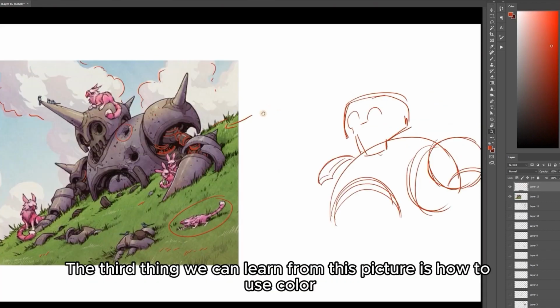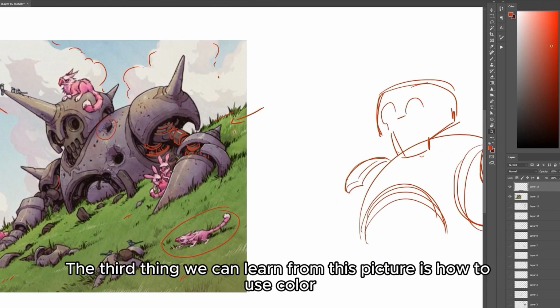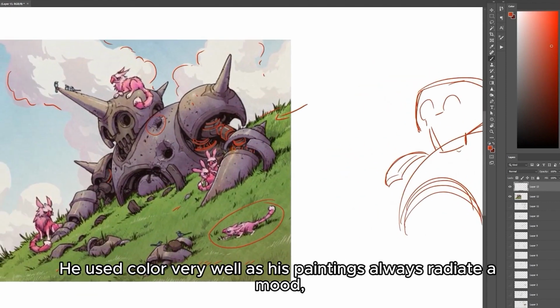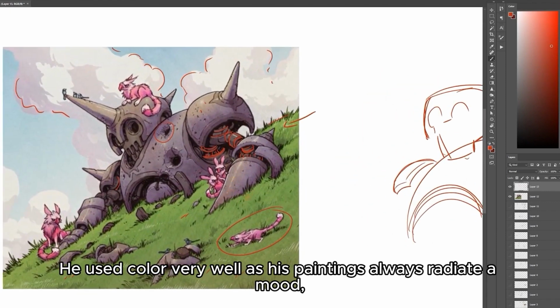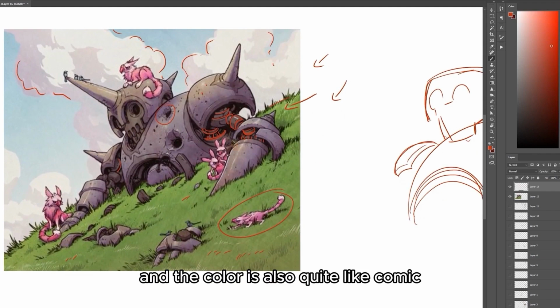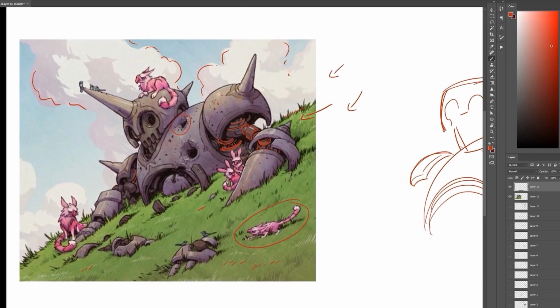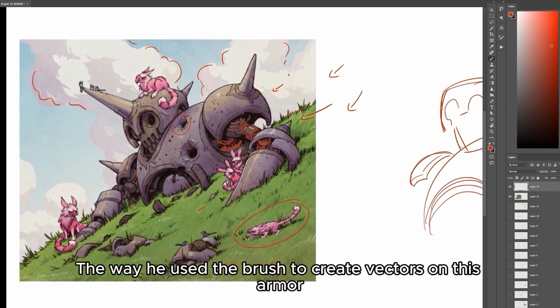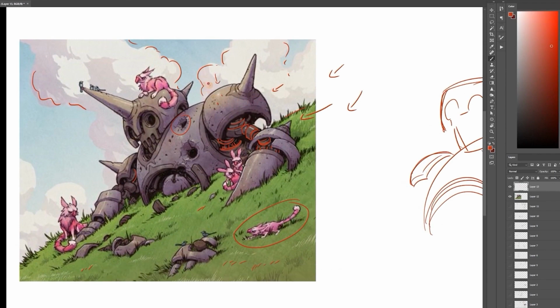The third thing we can learn from this picture is how to use color. He used color very well, as his paintings always radiate a mood, an atmosphere at that moment. We can see it like a windy hill. And the color is also quite like comic. The way he used the brush to create vectors on this armor is good.